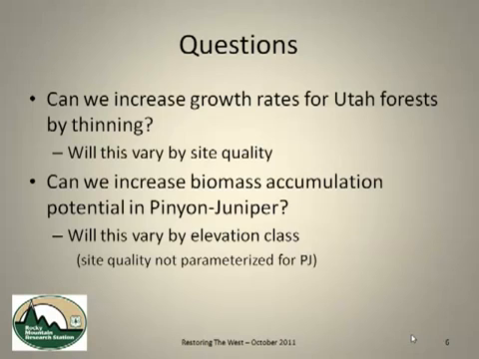So in general, the questions for my project: can we increase the growth rates for some of the more widespread Utah forest types by thinning, and then specifically Pinyon-Juniper. And we'll investigate these over a couple of different site qualities. And with the juniper, since we don't have a quantified metric of site quality, I've broken them into elevation classes. So we'll break down the PJ further by elevation class to explore this relationship.